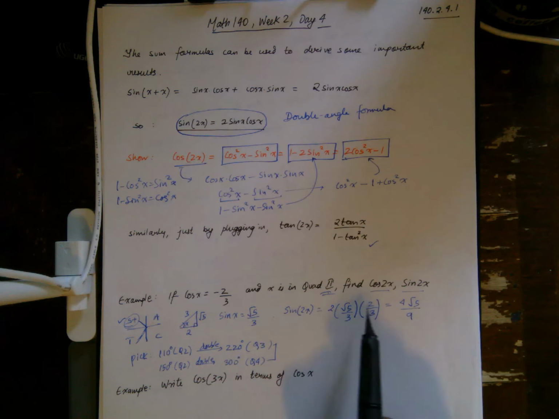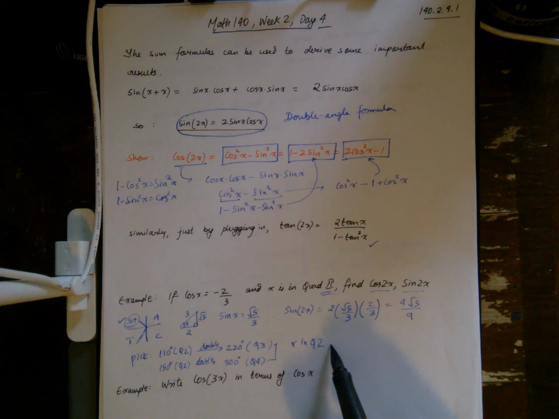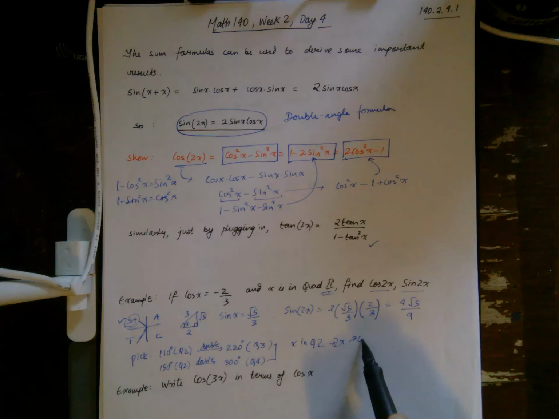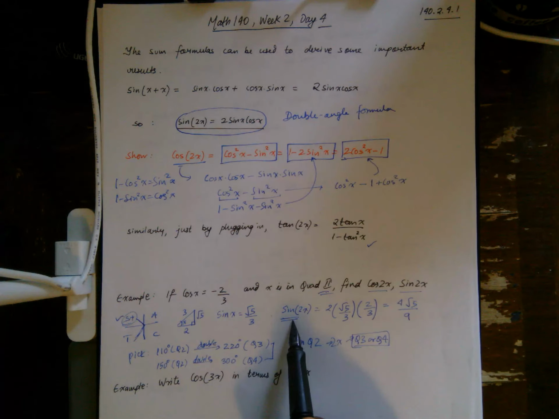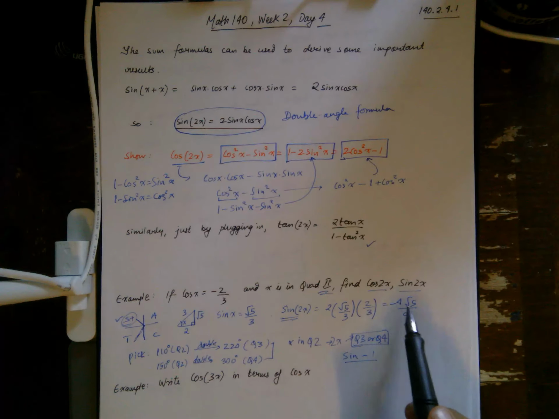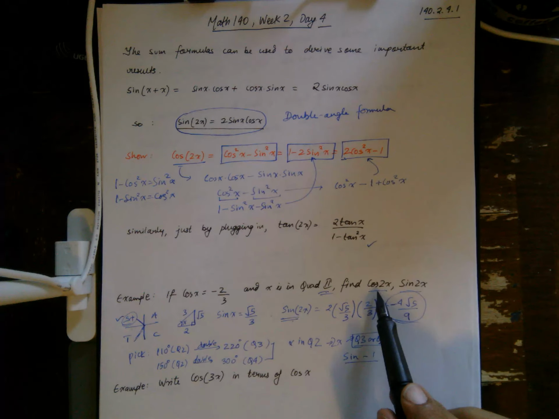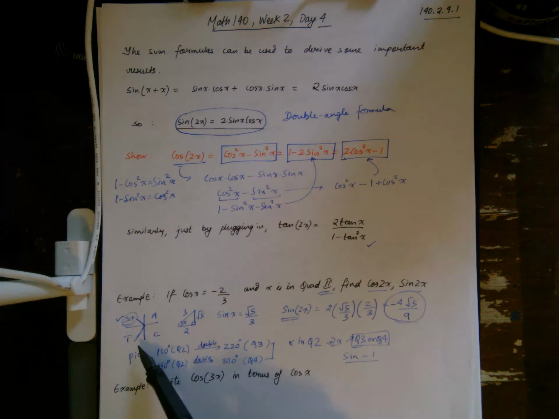So if x is in quadrant 2, that means 2x can be in quadrant 3 or quadrant 4, which is kind of a problem because it's not the same quadrant, right? But sine, if you look at sine, in both of these quadrants, sine is negative. So this should be negative. But when you find the values for cosine, it can be positive or negative depending on which quadrant it is in.